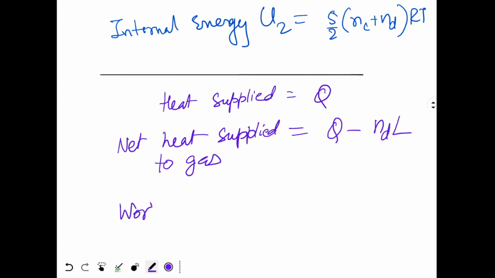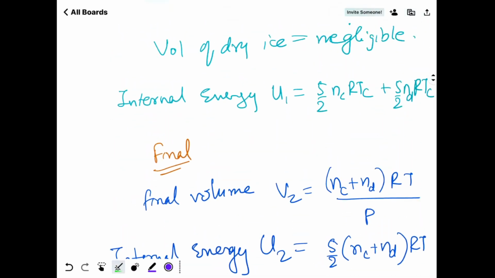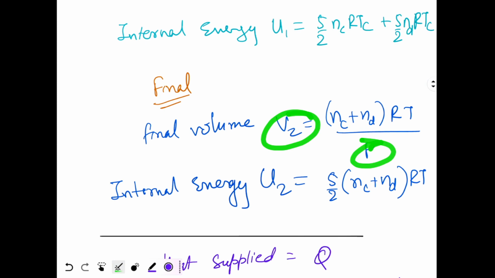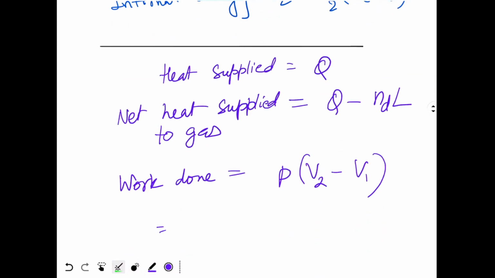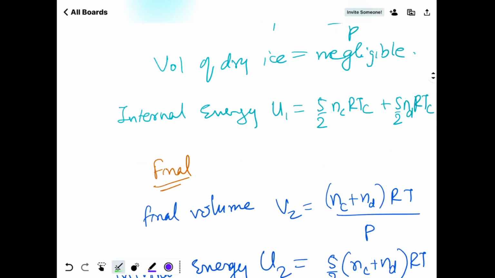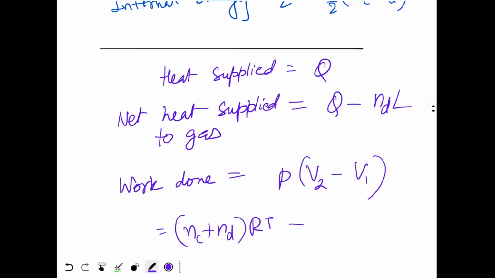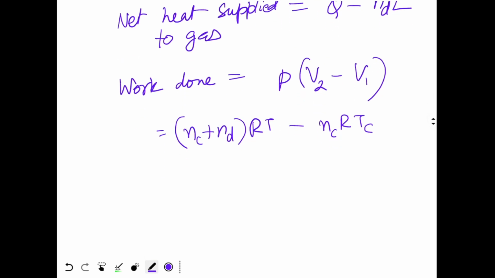Work done by the gas is how much? Work done by the gases, pressure is constant, so final volume minus initial volume. This is the work done. So this is equal to pressure into V2. Pressure times V2 will give me (NC plus ND) RT, minus pressure into V1. So pressure into V1 should give me NC R Tc. Now we use the first law of thermodynamics.